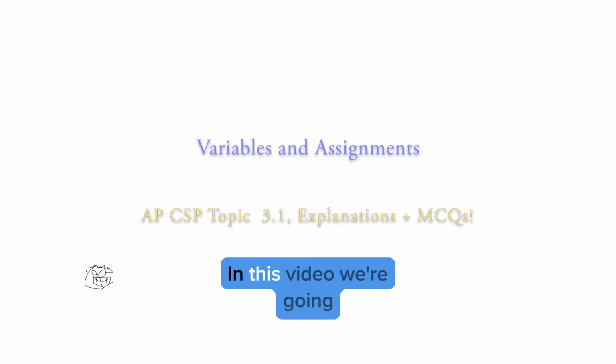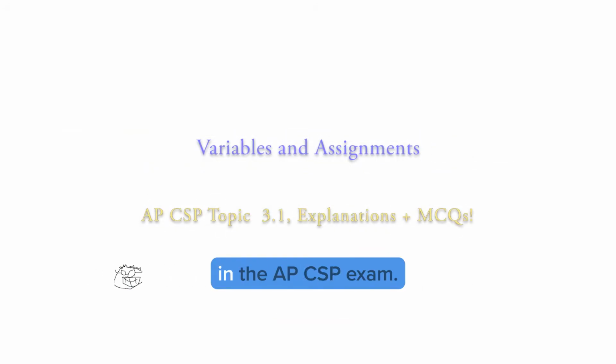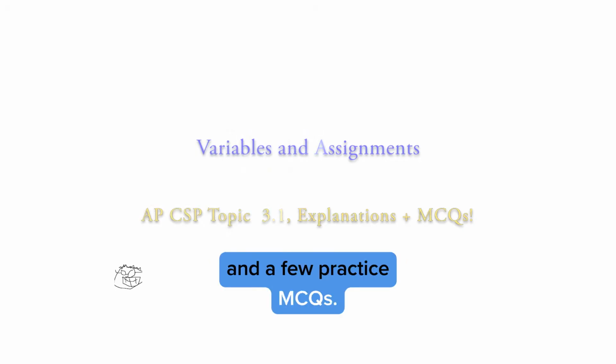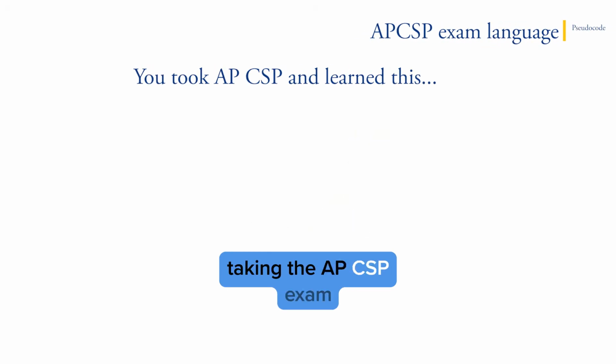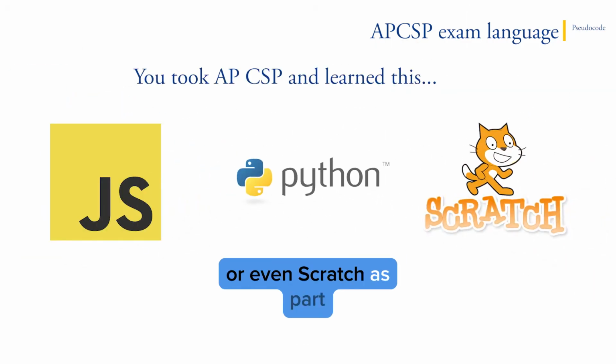Hello everybody, in this video we're going to look at variables and assignments, which is topic 3.1 on the AP CSP exam. We'll have explanations and a few practice MCQs. Alright, let's get going. So if you're here watching this video, you're probably taking the AP CSP exam, and you might have learned JavaScript or Python or even Scratch as part of that.